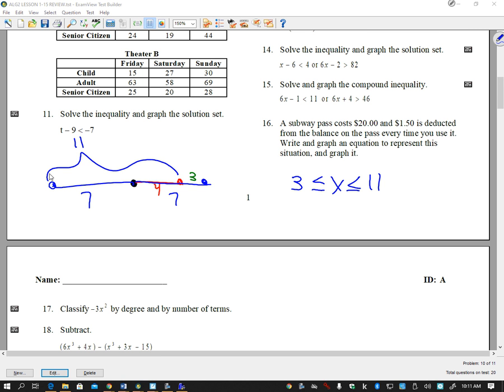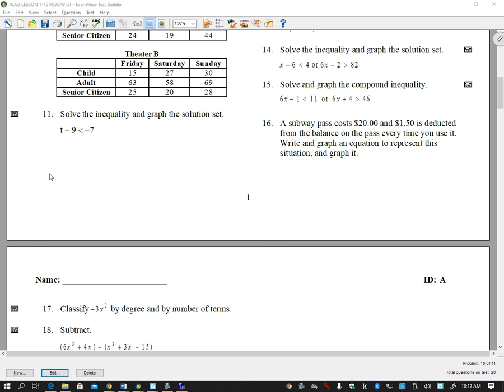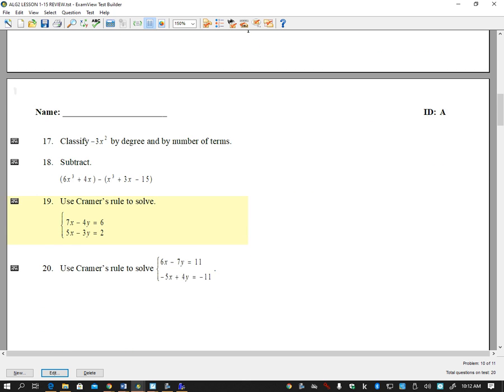Take a look at what else you missed. Yes. You want to borrow a math book? Yeah, you can borrow a math book. Okay. Remind me towards the end, and I'll get one checked out for you. Okay? Yes? Number 18. Okay? Subtract.